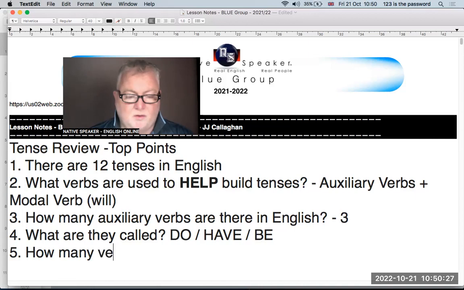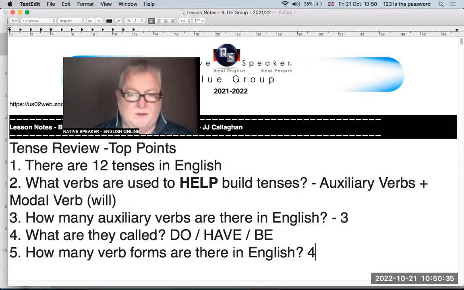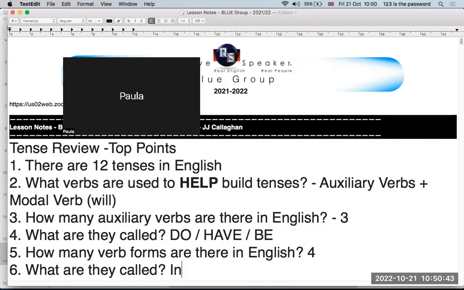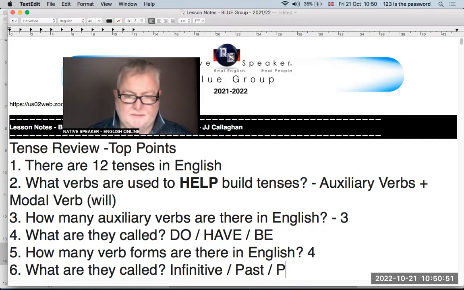How many verb forms are there in English? 4. Very good. What are they called? Infinitive. Past simple. You can say that or just past. Yeah, that's fine. They do sometimes call it past simple, so you're not technically wrong.